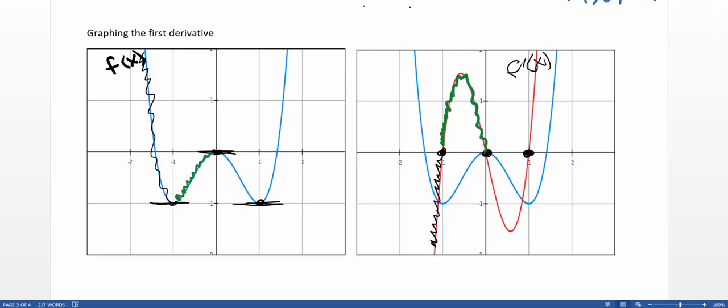Now, from 0 to +1, I'm decreasing again. So if I'm decreasing, I'm below the x-axis, and I have to get from 0 to 1, and I have to go back through the 0, so I have to turn around. And then finally, from 1 to 2, I again am increasing. And if I'm increasing, I need to be positive or above the x-axis. So where I have to be is really important. The more we practice this, the better we get at it.